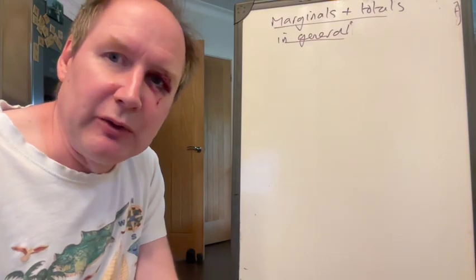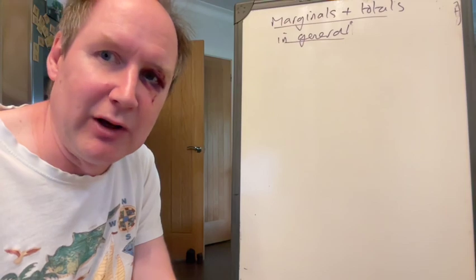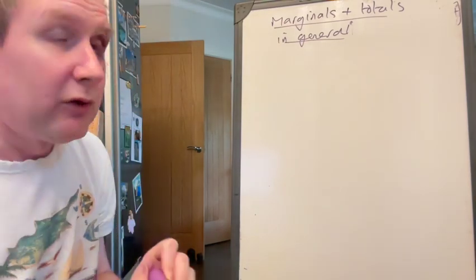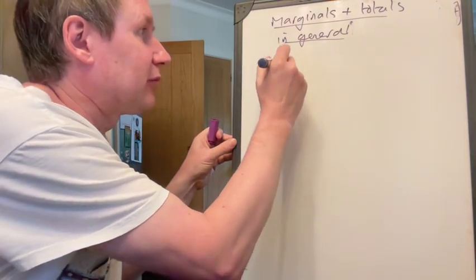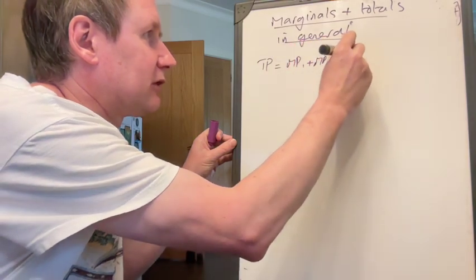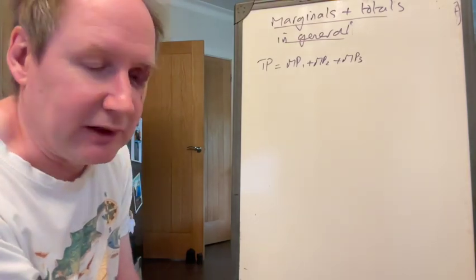There's a slight interlude that will stand you in good stead for later in the course. We're just going to look at how marginals and totals relate to one another, because we said that total product is simply the marginal product of the first plus the marginal product of the second plus the marginal product of the third, and so on. So in other words, total product is all the marginals added up.